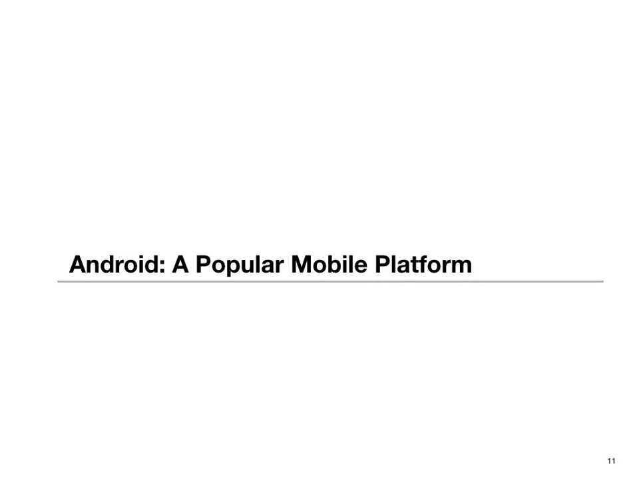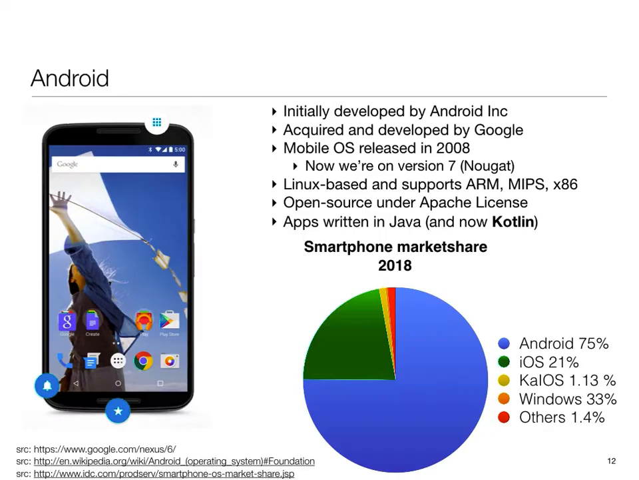Okay, we'll take a little bit of a deeper dive now into the actual mobile platform. A little bit of history, it was initially developed by Android and acquired by Google. And the OS was released in 2008, which seems like forever ago, but it was actually only 11 years. And okay, now this is outdated. We're now in version 10, not version 7. Sorry, I thought I had updated this slide.